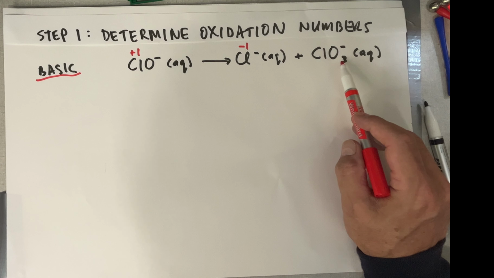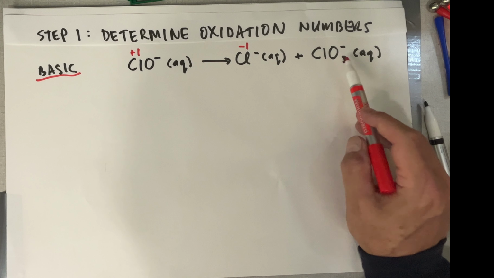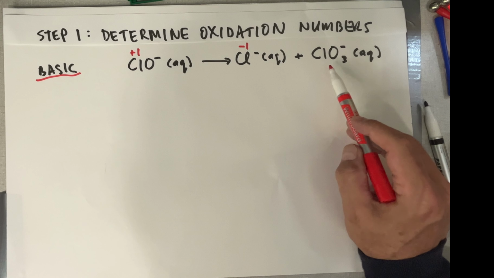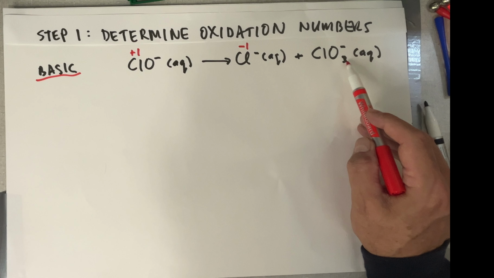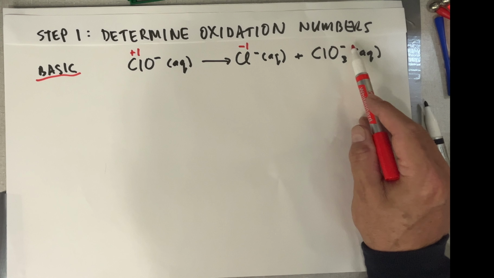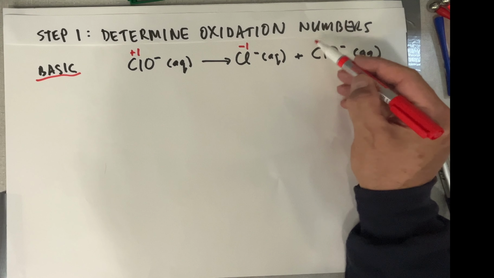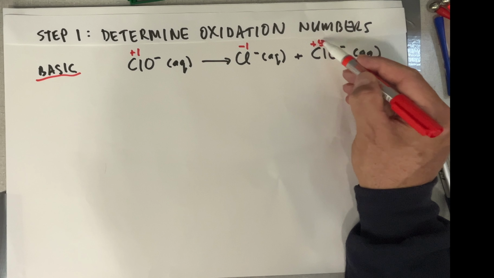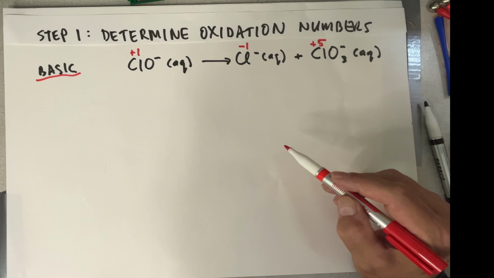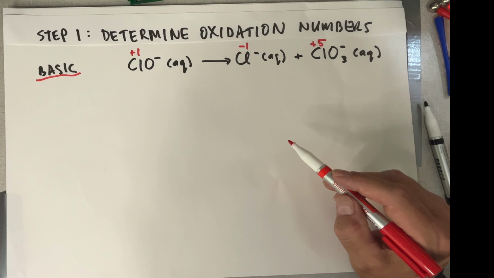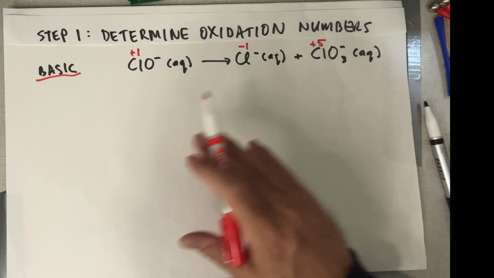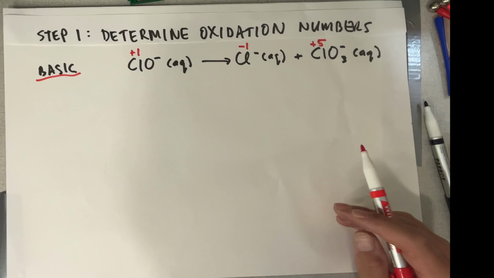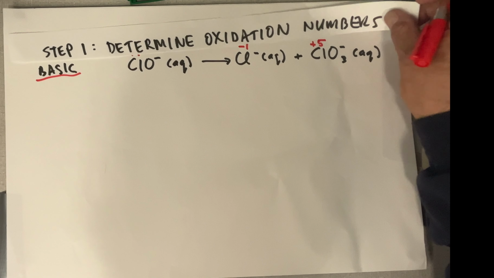And here you have, for the chlorate, ClO3 minus. The oxygens are 2 minus each, times 3 is minus 6, but the total charge is minus 1. So that means that the chlorine in this case has a charge of plus 5. So there we have determined the oxidation numbers, and we can clearly see that it must be some kind of redox reaction because all the oxidation numbers are different.